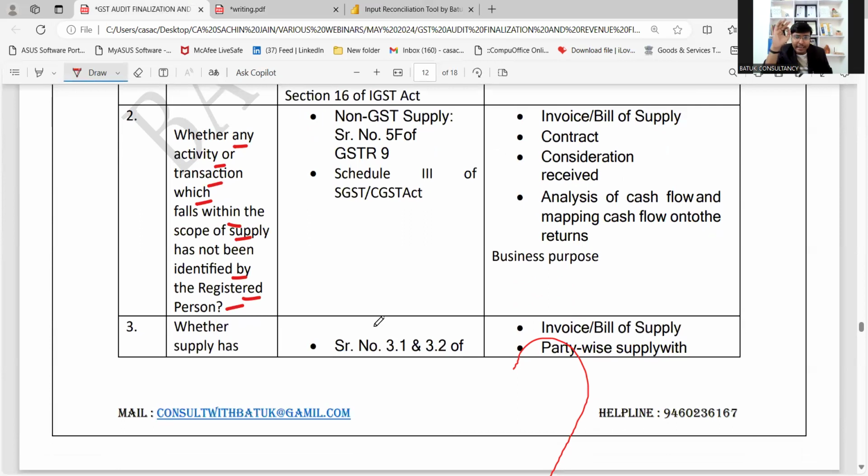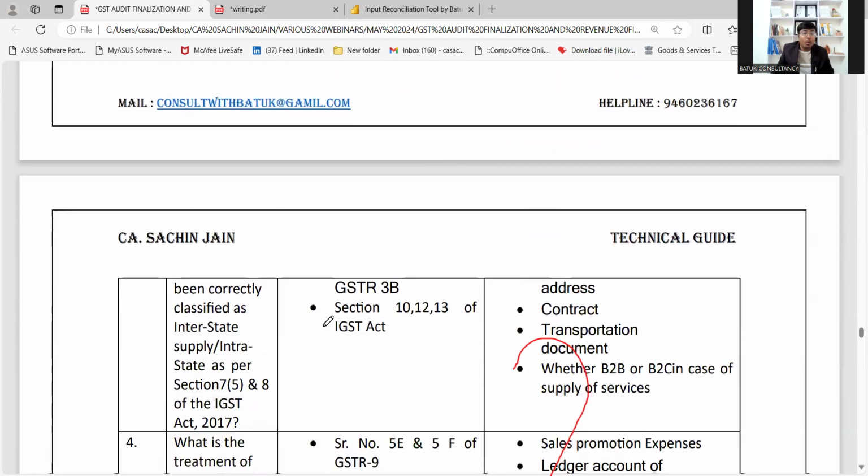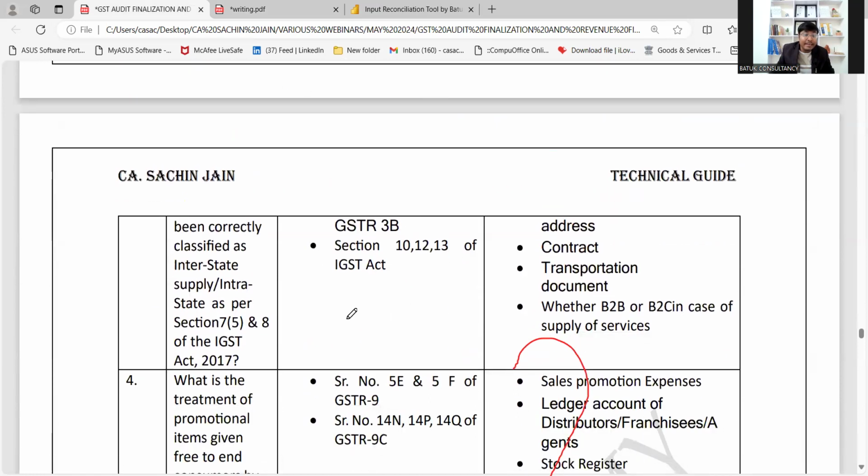Now, for that activity or transaction, I am going to check the invoice, the contract, and the consideration received. I also need to check the analysis of cash flow and the business purpose. These things I have to verify for that activity or transaction. Next, I have to check whether supply has been correctly classified as interstate or intra-state. This is also an important thing.